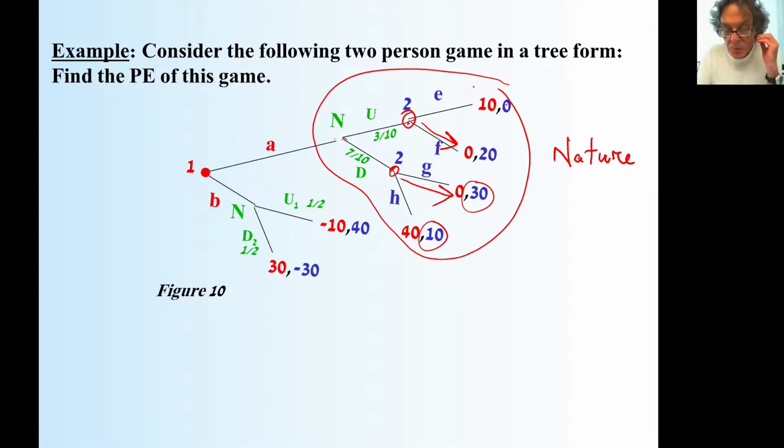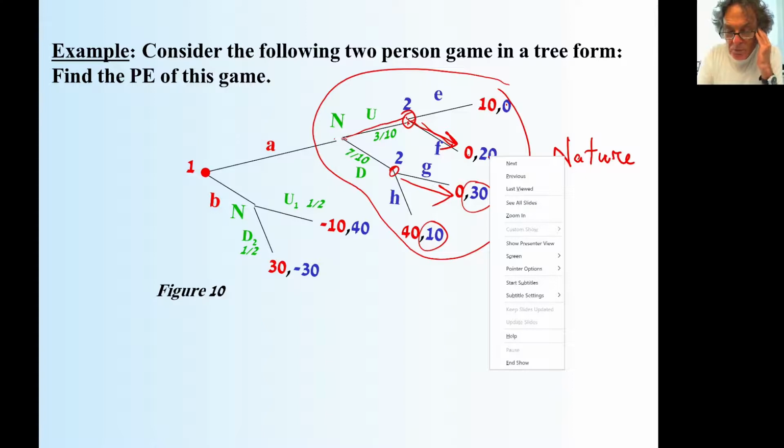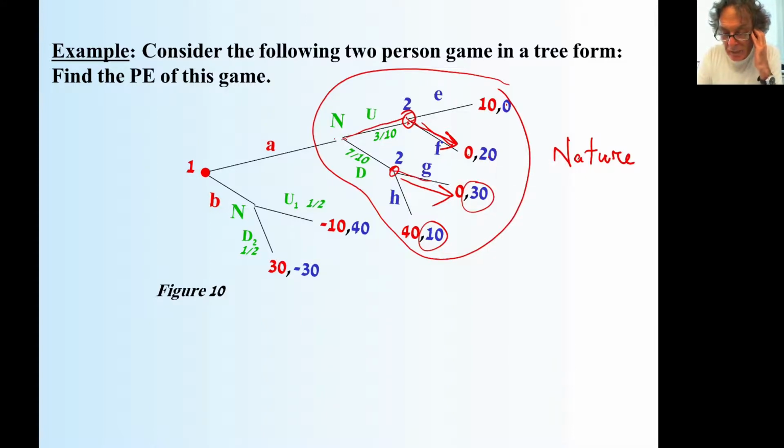Why? With probability 30%, 3 over 10, the game continues here, 1 gets 0 and 2 gets 20. With probability 70%, the game continues here because I know what 2 will do, 1 gets 0 and 2 gets 30. So actually I could replace it by the average, the expected. What is the expected value? With probability 3/10, 1 gets 0 and 2 gets 20. And with probability 7 over 10, the game continues here, but she plays G, and therefore 0/30. So I can find it out.